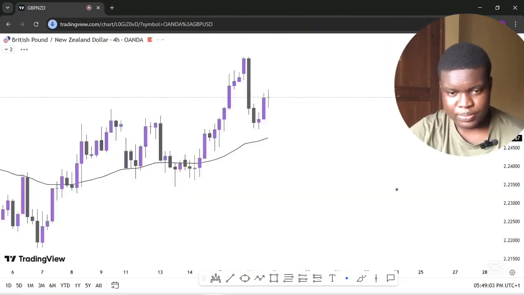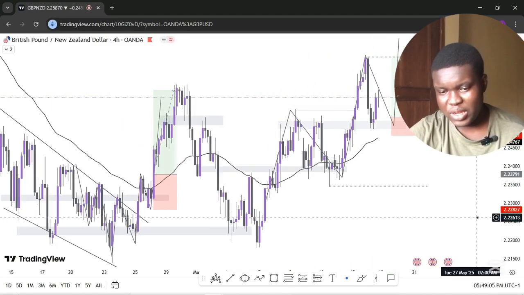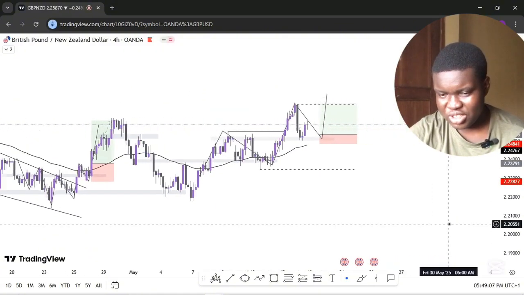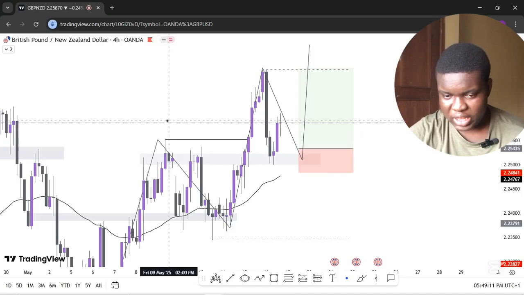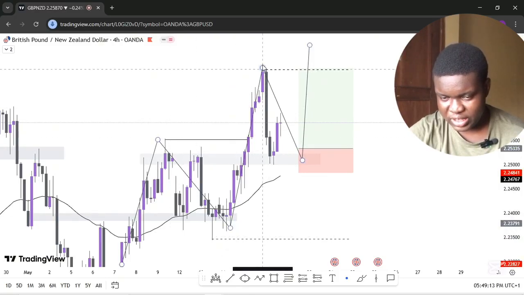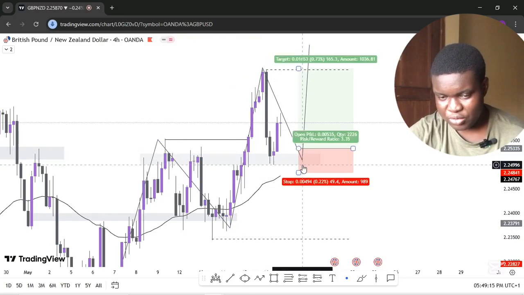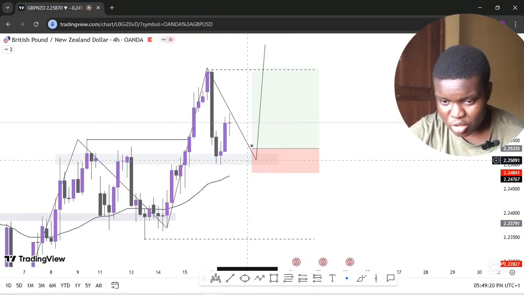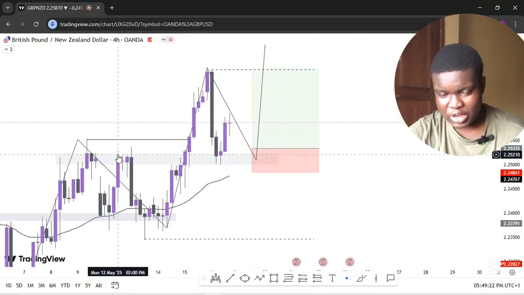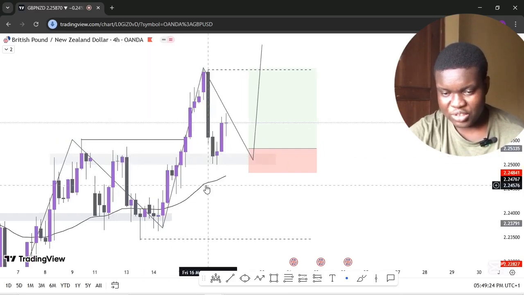What else? GBP NZD is a pair I'm supposed to be in, but I just did not see it last week. You can see what the market structure is showing. This was a higher high, this was a higher low, and this is a higher high. Price then gave us this higher low. After a higher low is a higher high. So this higher low gave us the reaction from this break and retest zone.